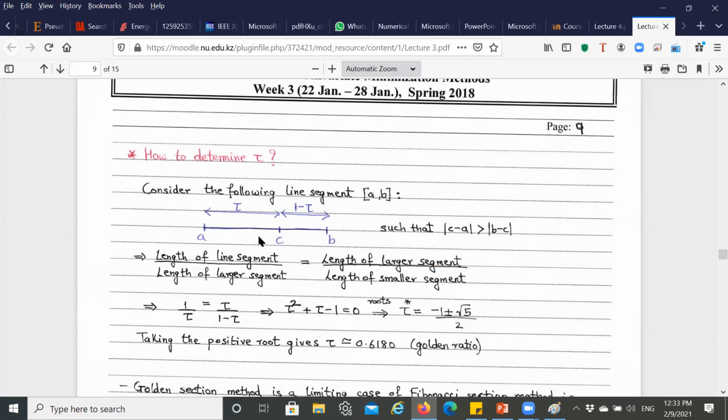Basically if I take one length AB, divided into tau and 1 minus tau, I take the length of the line segment, which is 1, over the length of the largest segment, which was tau. This is equal to the length of the largest segment divided by the length of the smaller segment, which is tau divided by 1 minus tau. When you solve for tau, you get this number, and this number is what is known as the golden ratio.